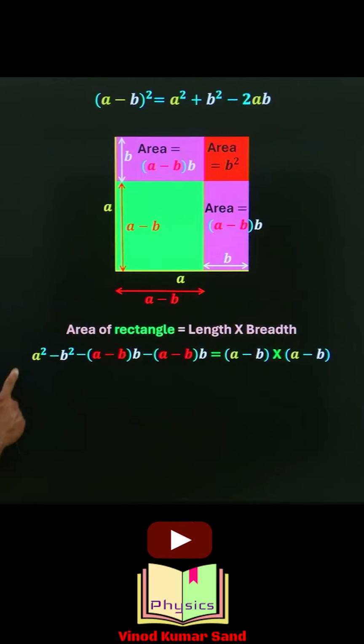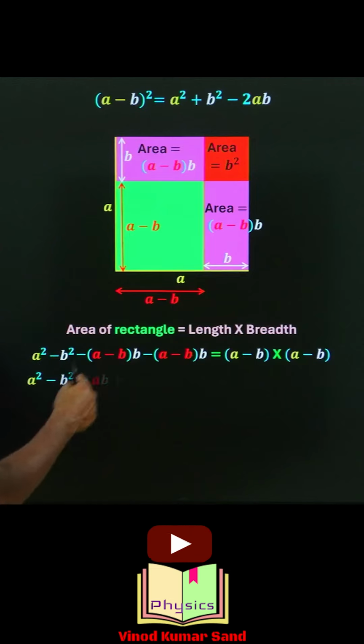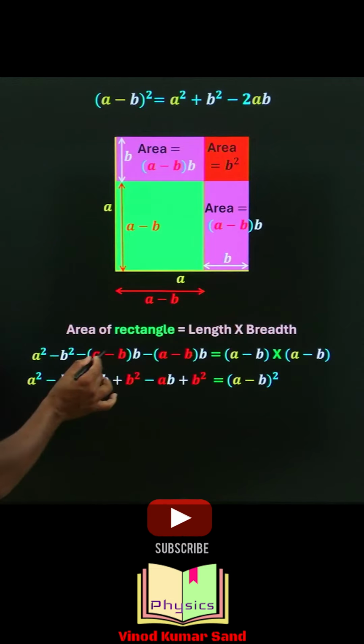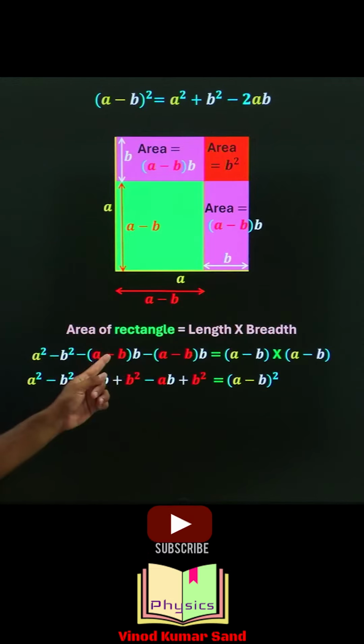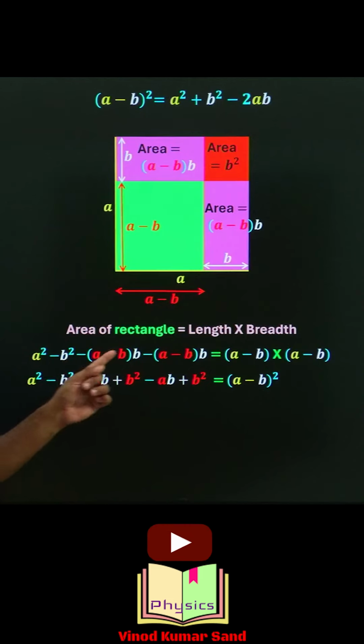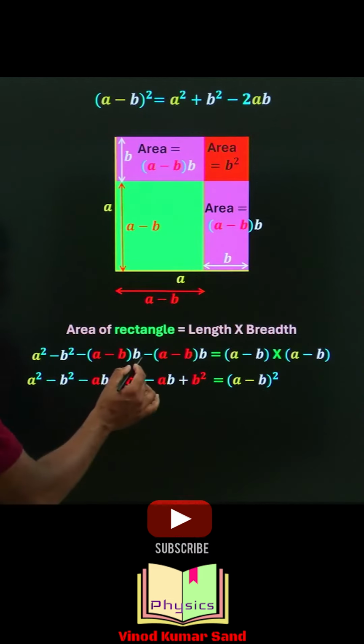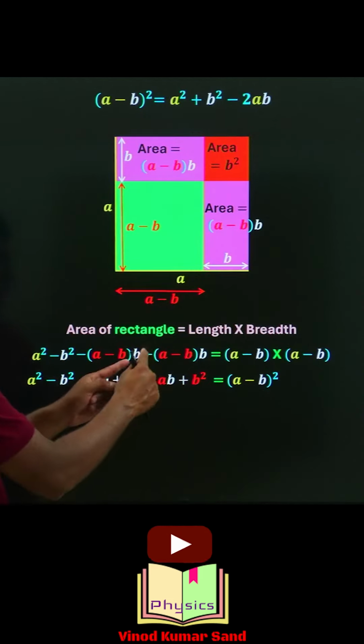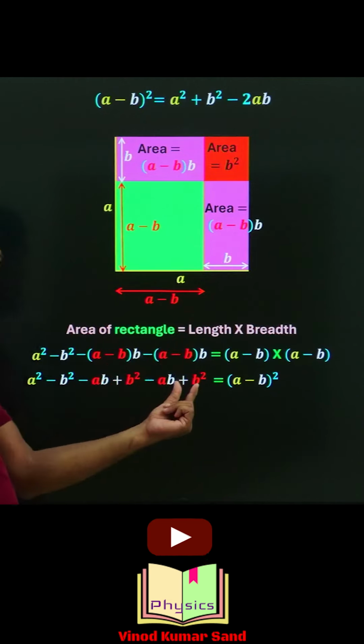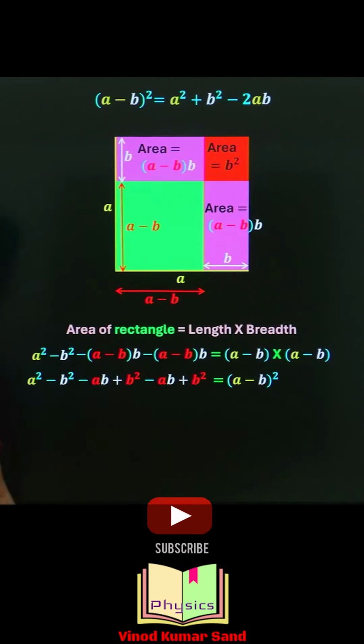Now simplifying it further. This is A square, this is minus B square. So here the A and B are getting multiplied, so minus AB. Minus and minus getting multiplied, so it will be plus B square. Similarly, here will be minus AB and this minus and minus getting multiplied, so plus B square is equal to A minus B whole square.